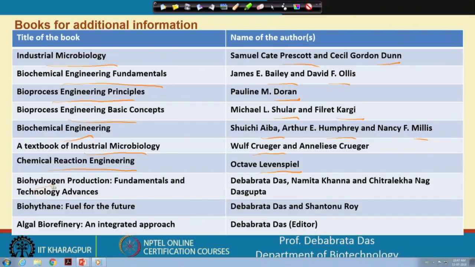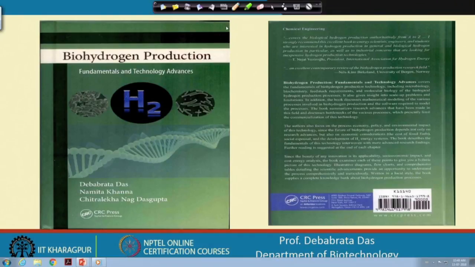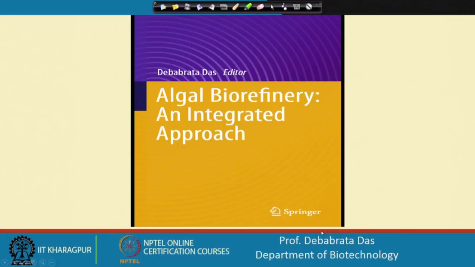One is Biohydrogen Production: Fundamentals and Technology Advances, Biohydrogen: Fuel for the Future, and The Algal Biorefinery: An Integrated Approach. These are the books that we have published by CRC Press. In this book, biohythane is nothing but hydrogen followed by methane. We find this process will be with us for a longer period of time. This is the first book that has been published in the world on this topic.